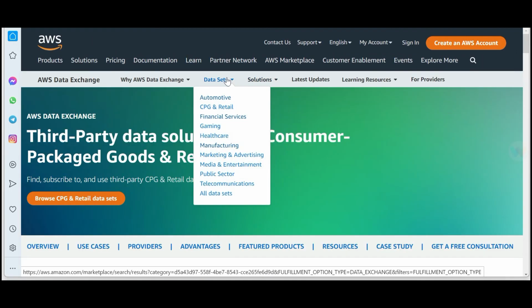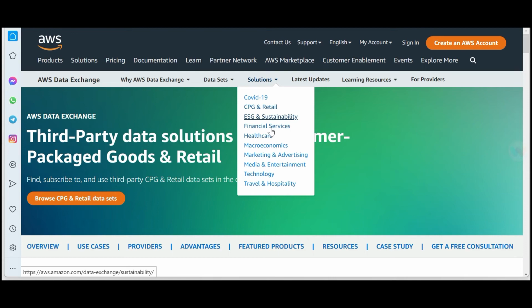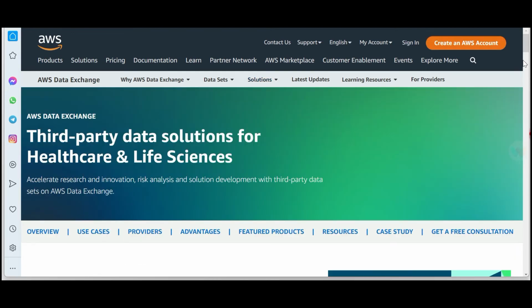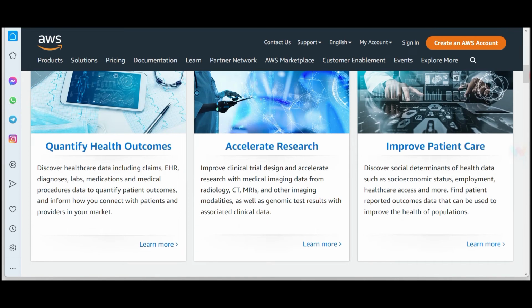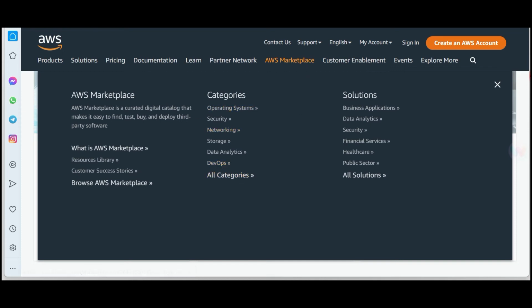Similarly, just like data sets, you can also have a look at solutions. If you click solutions and click healthcare, you see all of the healthcare solutions here. So for example, you have something called Quantify Health. What these solutions do is they will accelerate your research, improve patient care, and help you quantify the health outcomes. So there are some ready-made solutions you can also use. You can also go to the marketplace and have a look at all of these solutions.